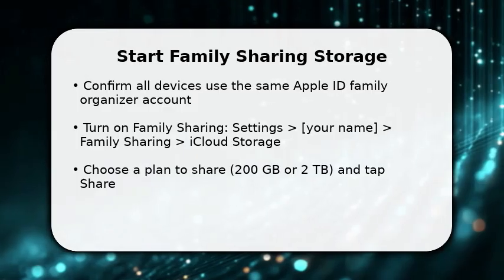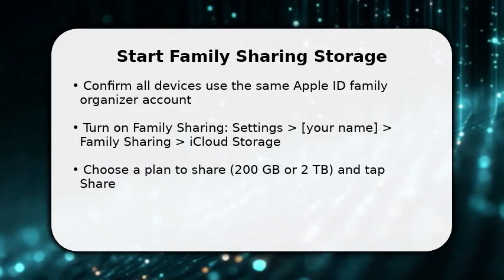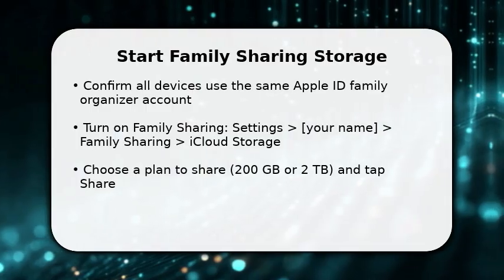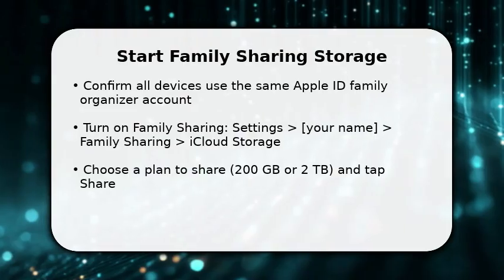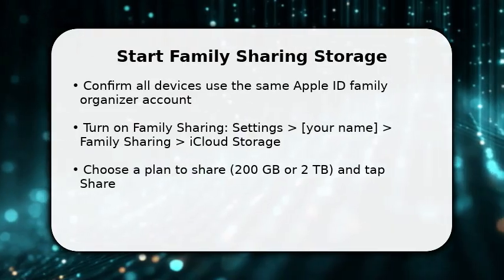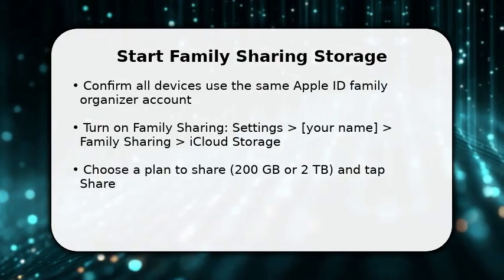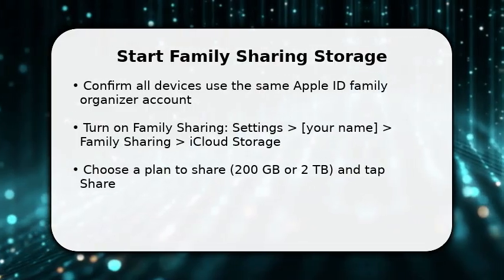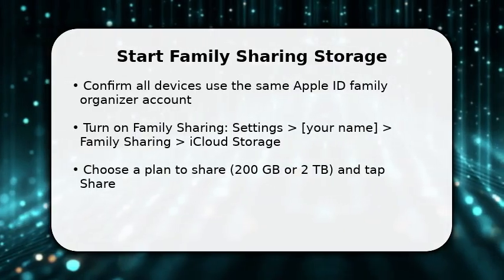You're starting immediately. Open Settings and tap your name to access family sharing. Make sure you're the family organizer and family members are added. This is required for shared storage. Once done, open iCloud storage, select a plan like 200 GB or 2 TB, then tap Share with Family. You're granting access, not combining accounts. This keeps personal data private while pooling storage.